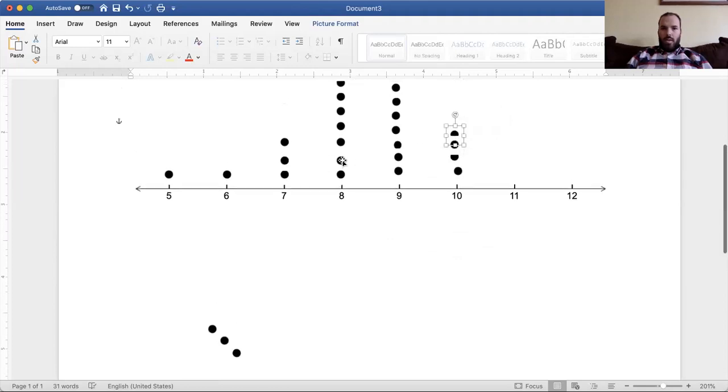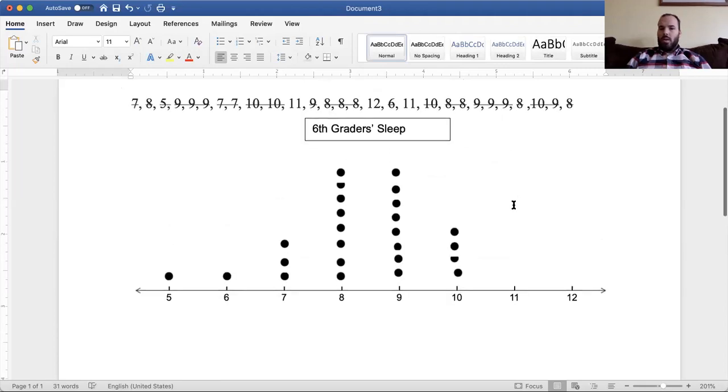Double check to make sure that my 4s are all even. Probably need this one to move up a little bit to be even with these. 4, 3, 2, 1. And again, it's not perfect, but it's pretty close. And then my last ones are 11.